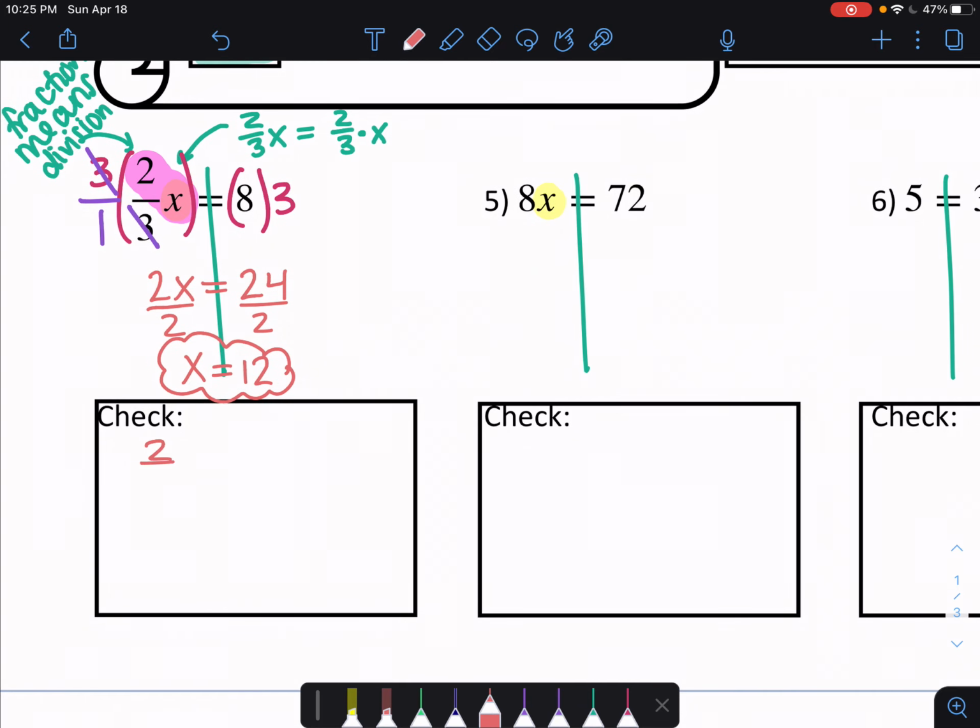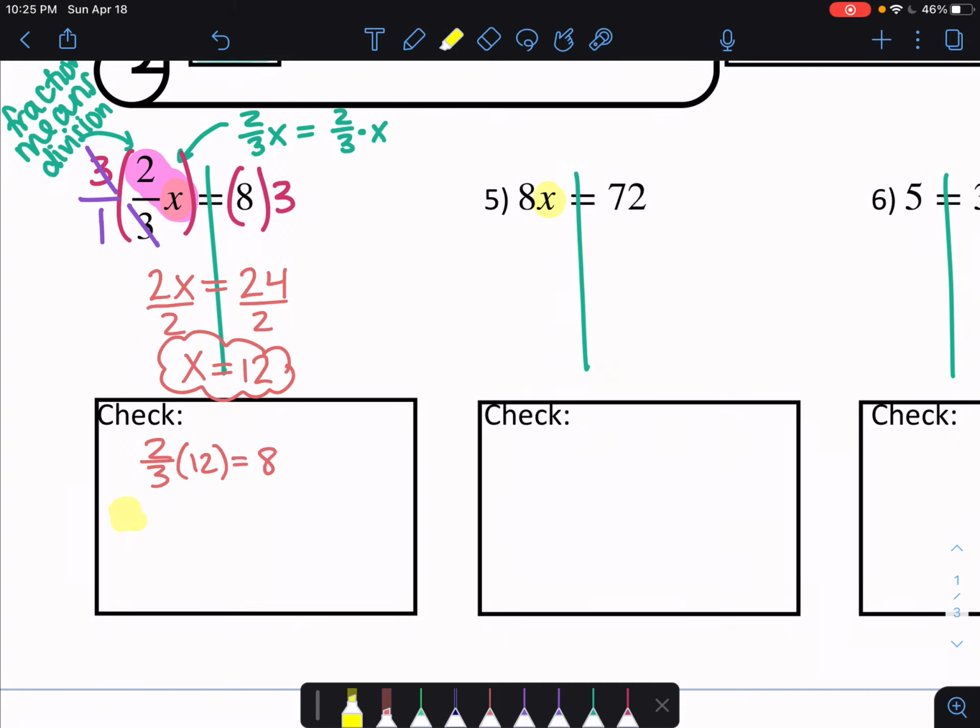So I'm going to say, is 2/3 times 12 equal to 8? Well, when we did multiplying fractions by whole numbers, we changed that whole number into a fraction over 1. So I'm actually going to do 2/3 times 12 over 1 is equal to 8. And when I cross cancel, I get a 4 on top. Well, 2 times 4 is 8, so that works out.